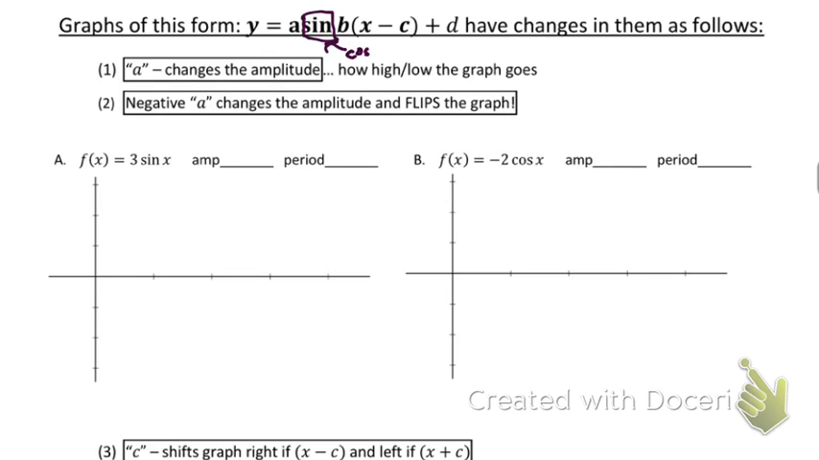So we are supposed to graph 3 sine x. Our amplitude is always going to be this number here, so it's our a value, it's 3. The period for today is always going to be 2 pi, which means on the bottom we can always write pi over 2, pi, 3 pi over 2, and 2 pi.